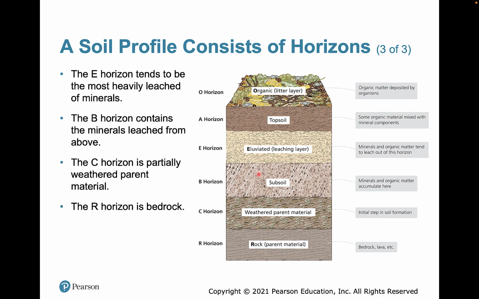Okay. The E horizon tends to be heavily leached with most minerals. So the minerals go from this horizon, the eluviated or leaching layer, to the subsoil, to horizon B, right? As you get down, weathering decreases, right? So this is the weathered parent material. That's the C horizon. And this is the bedrock, lava, anything like that. It's the R horizon.